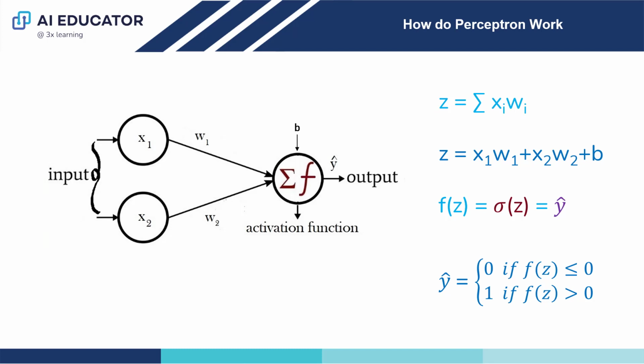The output of perceptron is always binary. It is either 0 or 1. The output of perceptron will be 0 if the output of activation function is less than or equal to 0, and the output of perceptron will be 1 if the output of activation function is greater than 0. The perceptron can be used for binary classification.